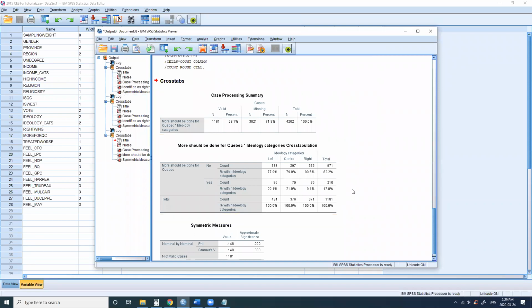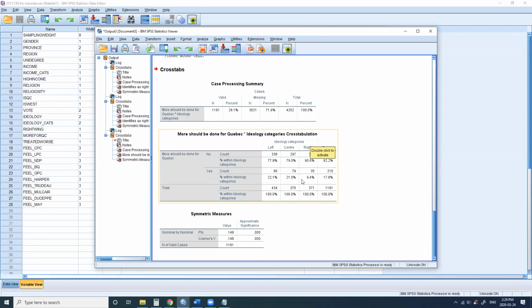So we'll run this crosstab, and we see that among the left, 22% say more should be done for Quebec versus only 9.4% of those on the right. So that's a gap of 12.7 percentage points, almost 13 percentage points. And those on the left are more than twice as likely to believe more should be done for Quebec than those on the right.